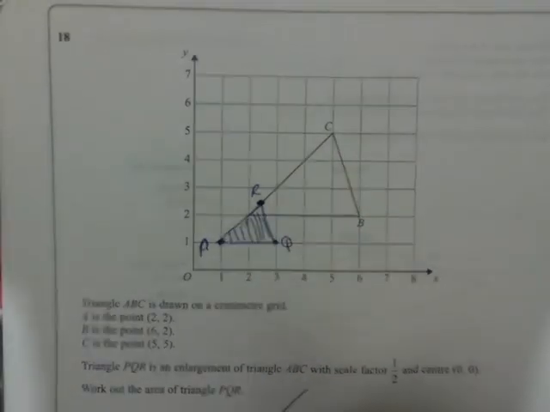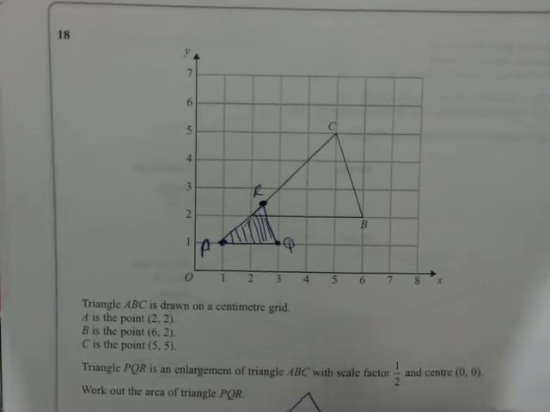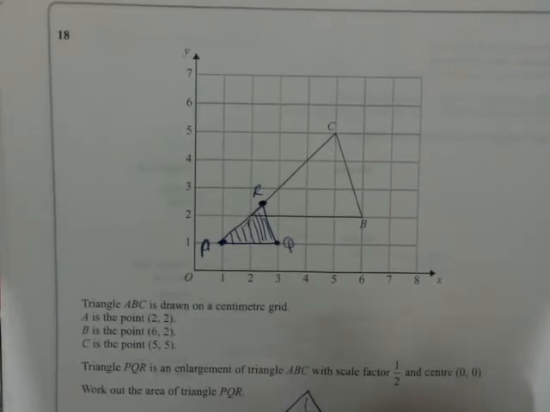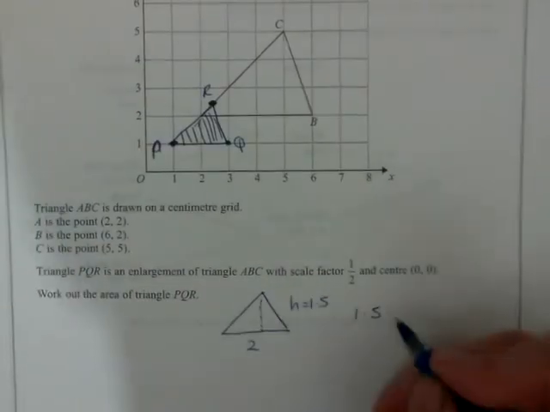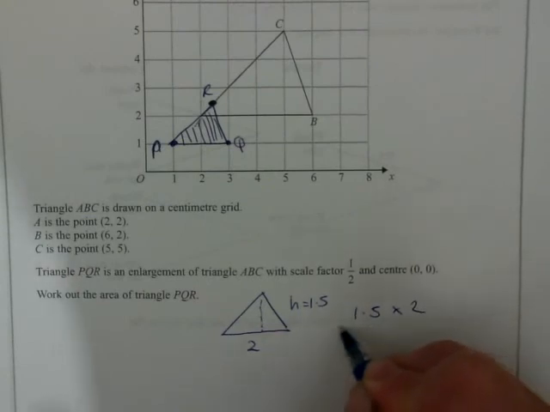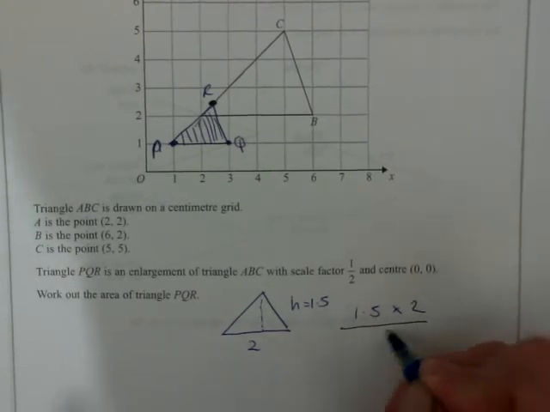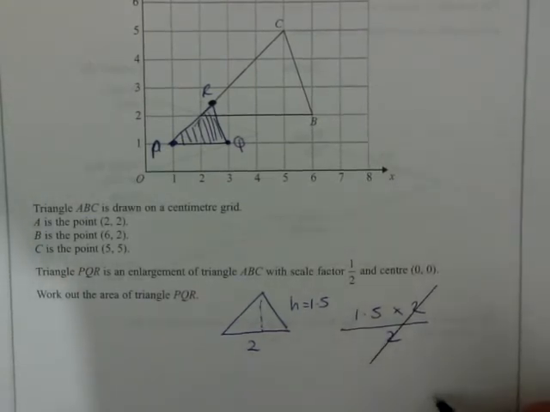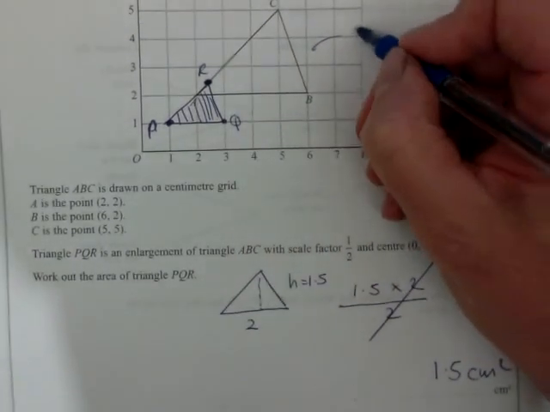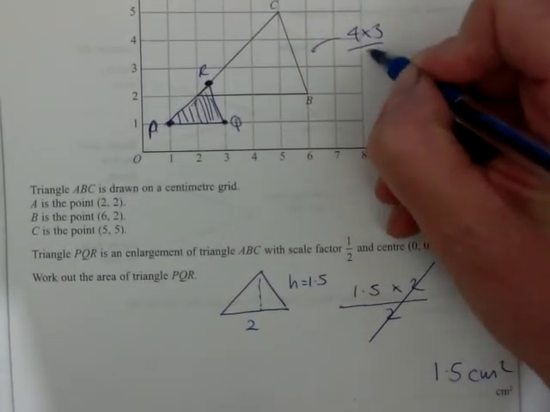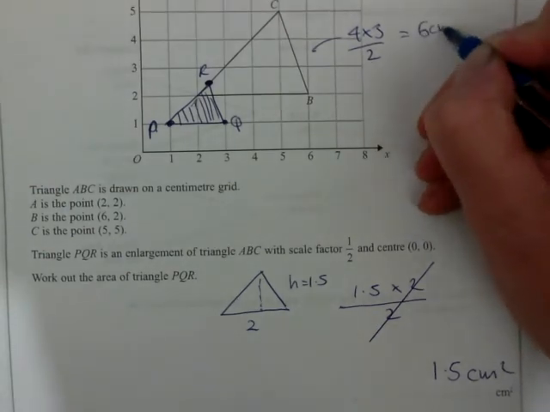So if we take PQR and just write out its dimensions, we've got 2 as the base, and we've got 1.5 as the height. So it's 1.5 times 2 divided by 2. The 2s cancel, so it's going to be 1.5 centimetres squared. In fact, had I done the other route, 4 times 3 divided by 2, the larger one is 4 times 3 divided by 2, which is 6 centimetres squared.